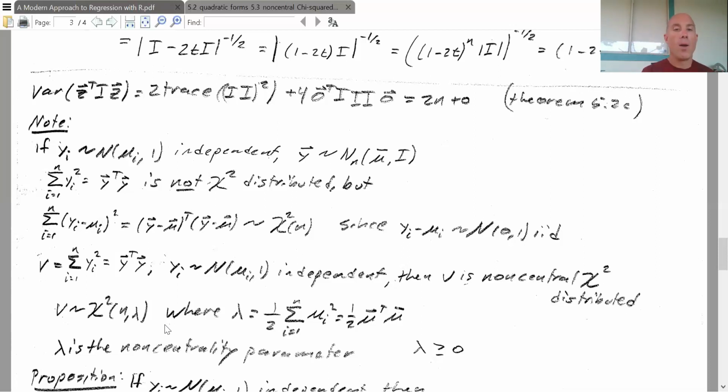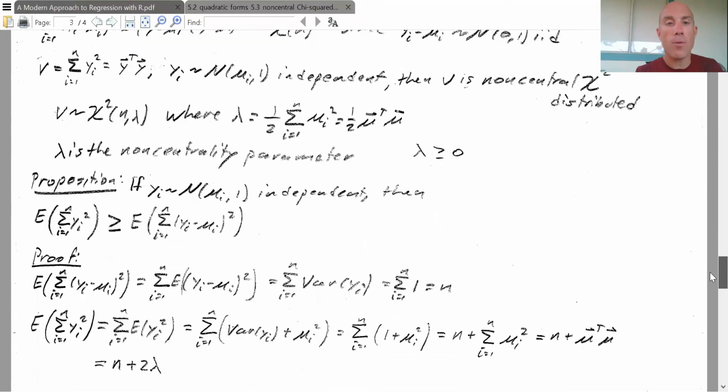Okay, so when I'm dealing with the non-central chi-square distribution, we're going to say that lambda is 1/2 times the sum of squared means. All right, and so that's 1/2 times the mean vector dot product with itself. And so lambda is a non-centrality parameter and it is non-negative. It's greater than or equal to 0. Otherwise, this would not make sense for us.